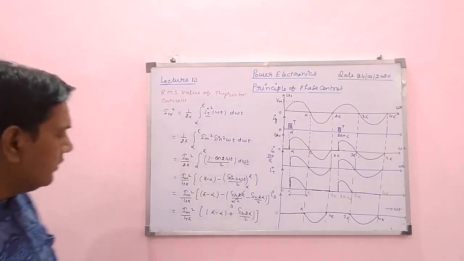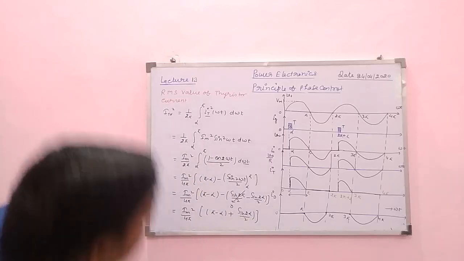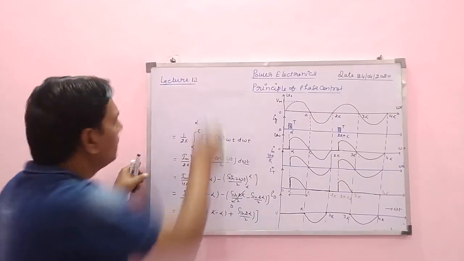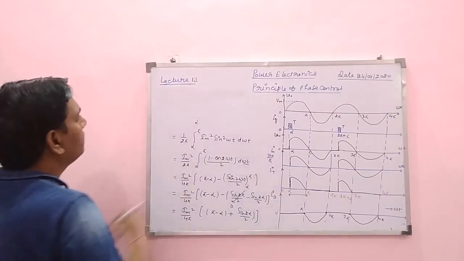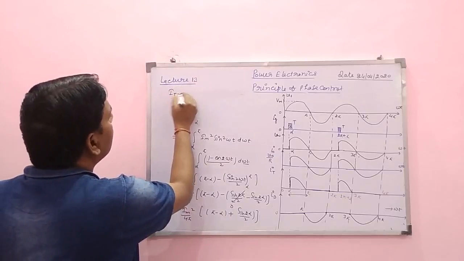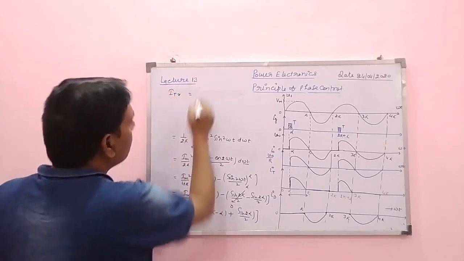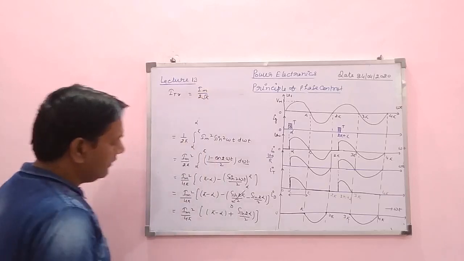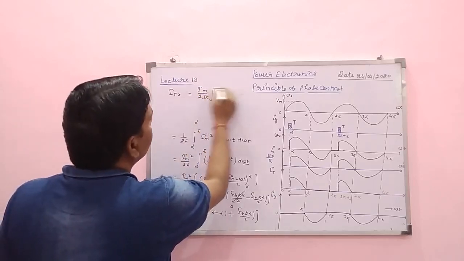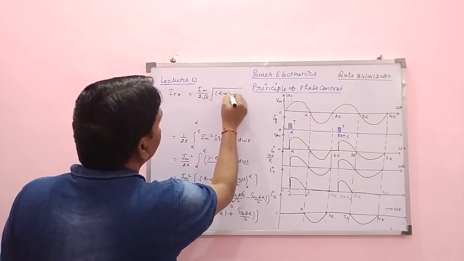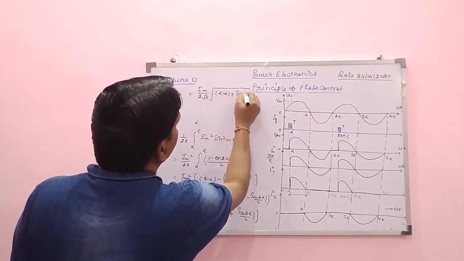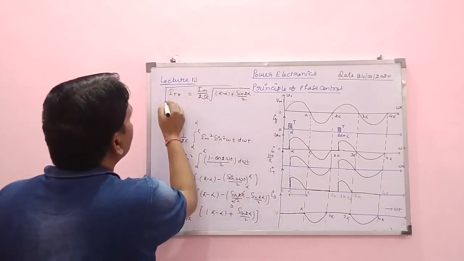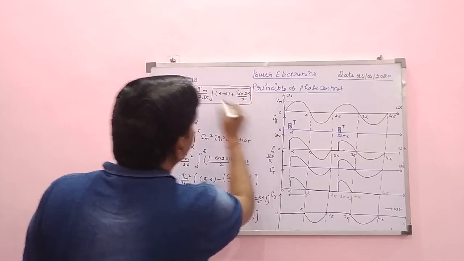So in this way we can find the RMS value of the thyristor current. See here the final result is that IT RMS is equal to, taking the square root, Im upon 2 root pi, under root of pi minus alpha plus sin 2 alpha divided by 2. So this is the RMS value of the thyristor current.